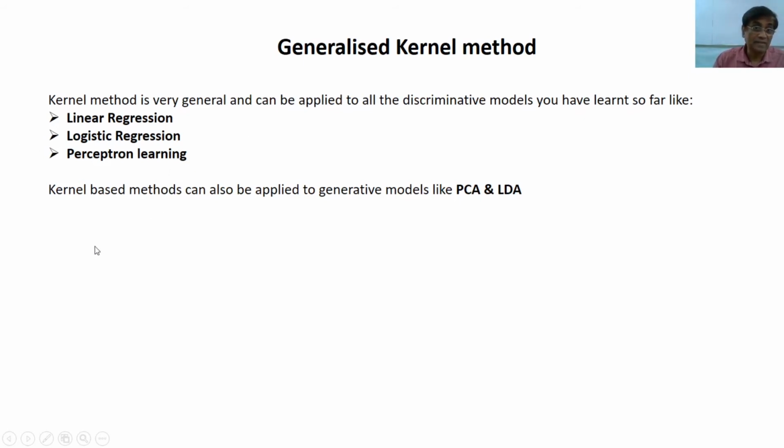Not only that, next you are going to study another two models, very elegant: principal component analysis and linear discriminant analysis. They are called linear models, but using the generalized kernel method, we can also apply PCA, which is a great dimensionality reduction technique, to a nonlinear data set, both PCA and LDA. And we are going to discuss this in detail.